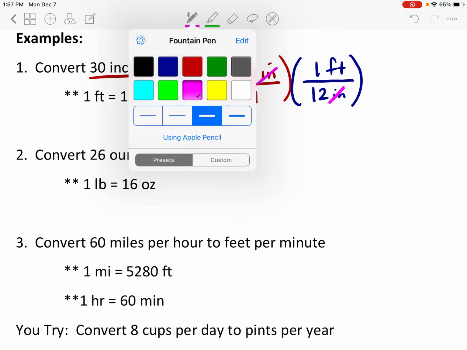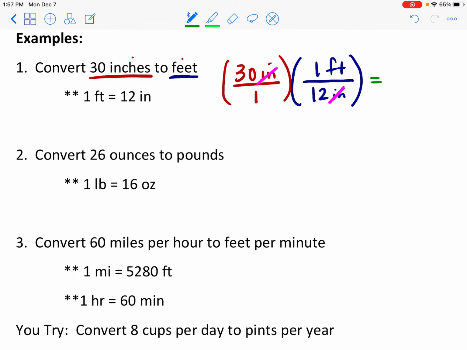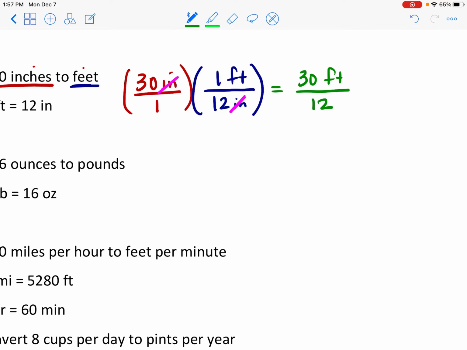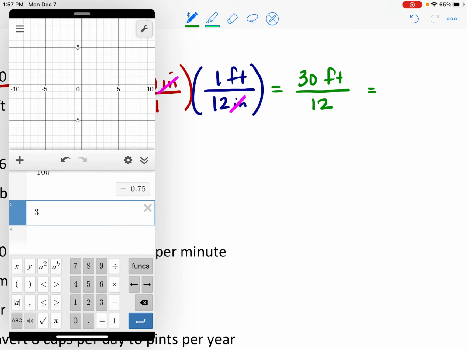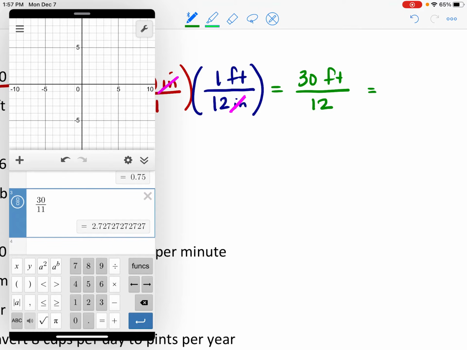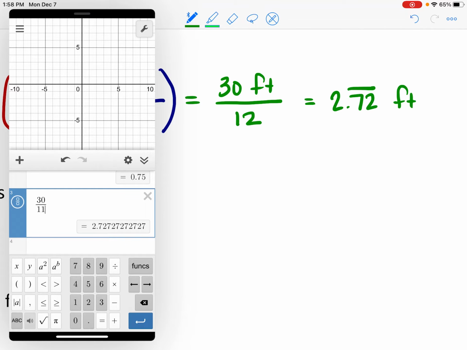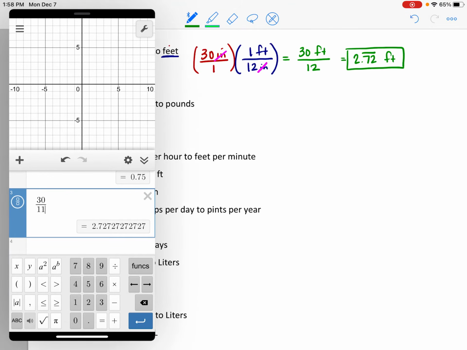So we're going to multiply straight across the top. 30 times 1 would be 30, and the only units there are feet. And then we're going to multiply straight across the bottom. 1 times 12 is 12. And you could really leave it like that, 30/12ths of a foot, you could say, or you can use your calculator and make this a decimal. So 30 divided by 12 is 2.5. And there it is, 2.5 feet. Okay, not so bad, hopefully.